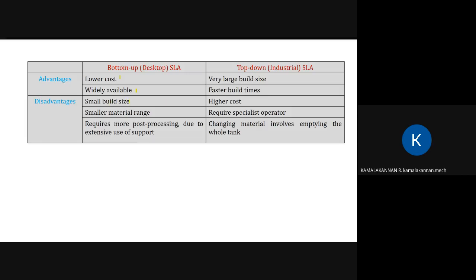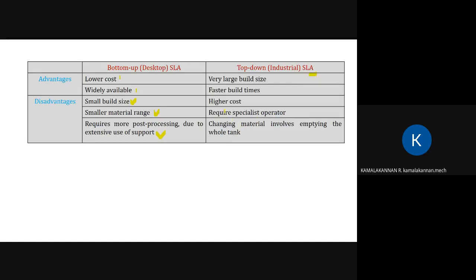Here, small build size, as I told you. Because of the process, it will have a smaller build size and smaller material range. Requires more post-processing due to extensive use of support. Since the process is reversed, of course you need support here also, but comparably you need more support in the bottom-up. That's why it is one of the good methods compared to bottom-up.